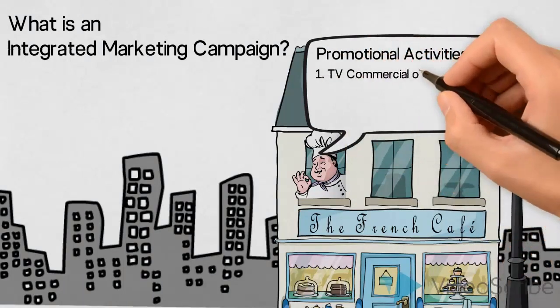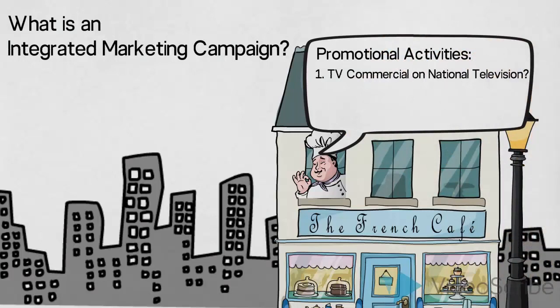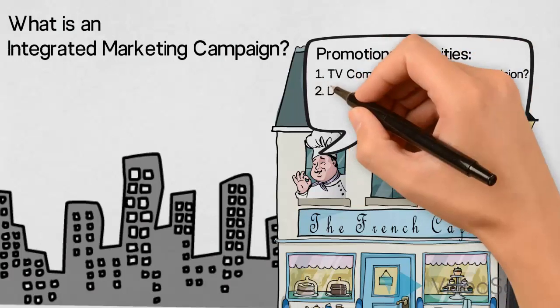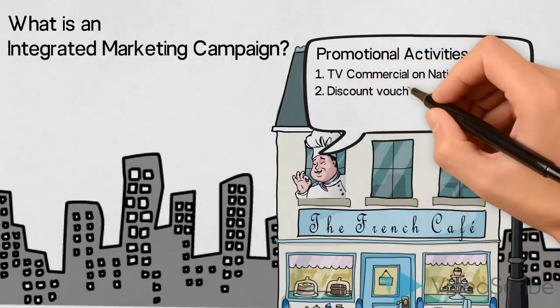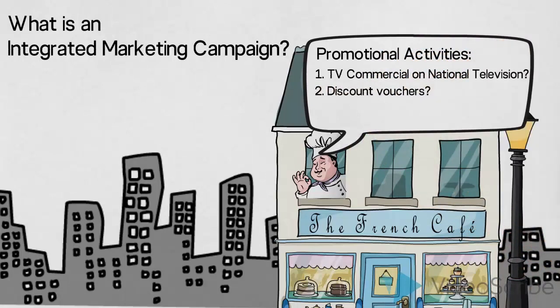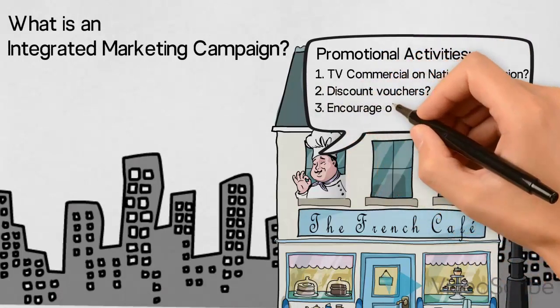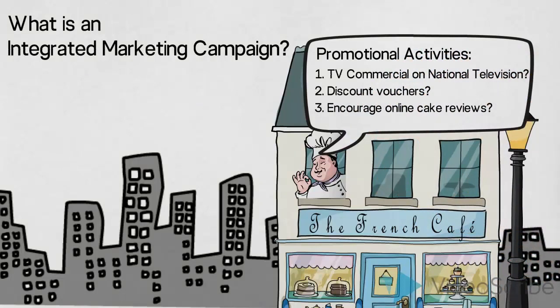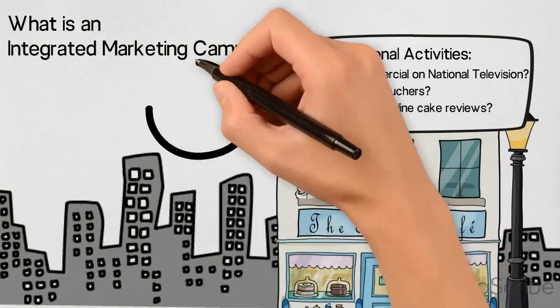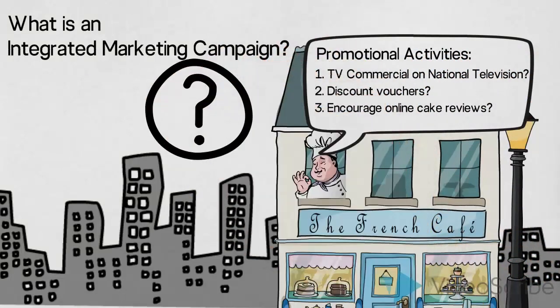Firstly, he thinks that a TV commercial on national television would be great. Secondly, he wants to give discount vouchers to customers when they pay their bill. Thirdly, he would like to encourage customers to review their cakes online. As marketers, we know that before being able to give him any feedback or suggestions for an integrated marketing campaign, we would want to find out some more details.